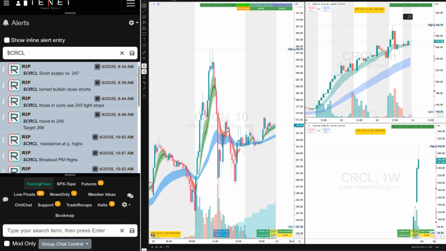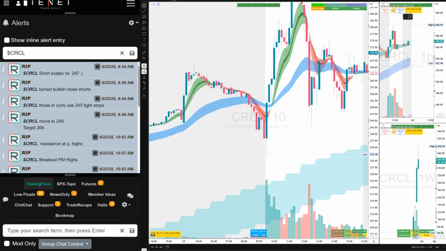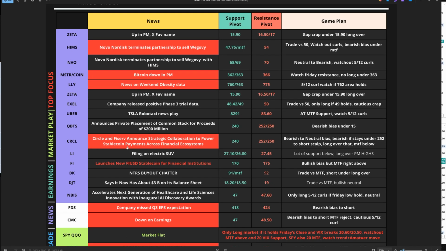I'm trying to keep the video short, so I'm not going to go deep into that. But this was the amateur move. You see that? We were trying to short it, but right here it squeezed us, and we got out of the short. So we lost like, let's look at the pre-market planning here. Let's go to the Circle pre-market planning.